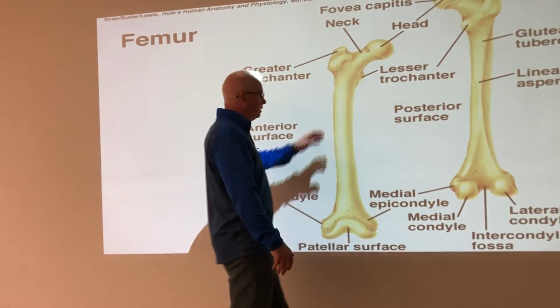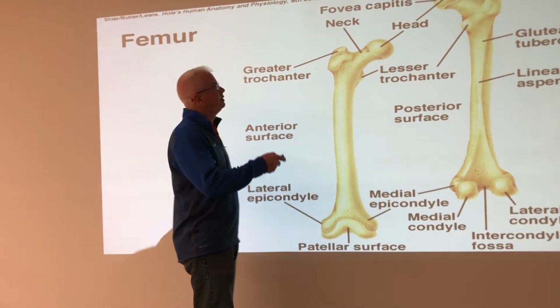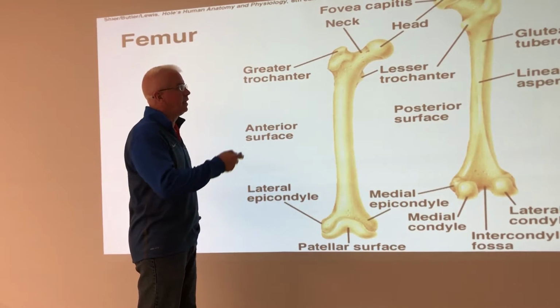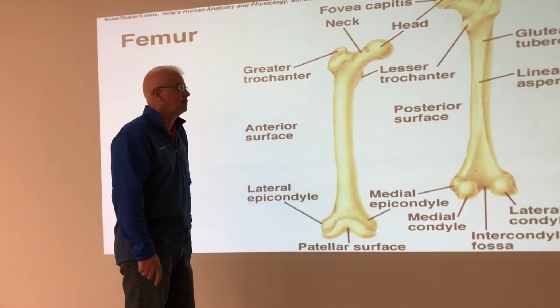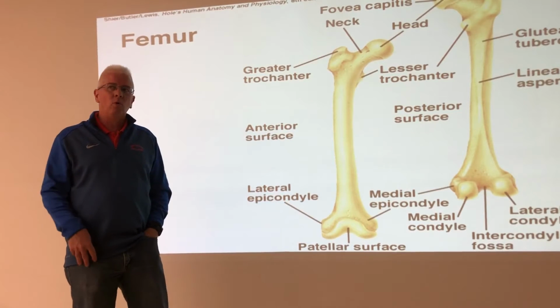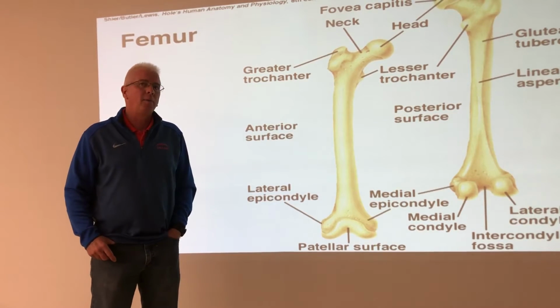All right, so this is the leg bone here. This is the femur. And this part of the femur, the fovea capitis, and the head of the femur articulate in the acetabulum of the hip. Now, I would like to say a little bit more about that articulation. I want to do it a couple of times.